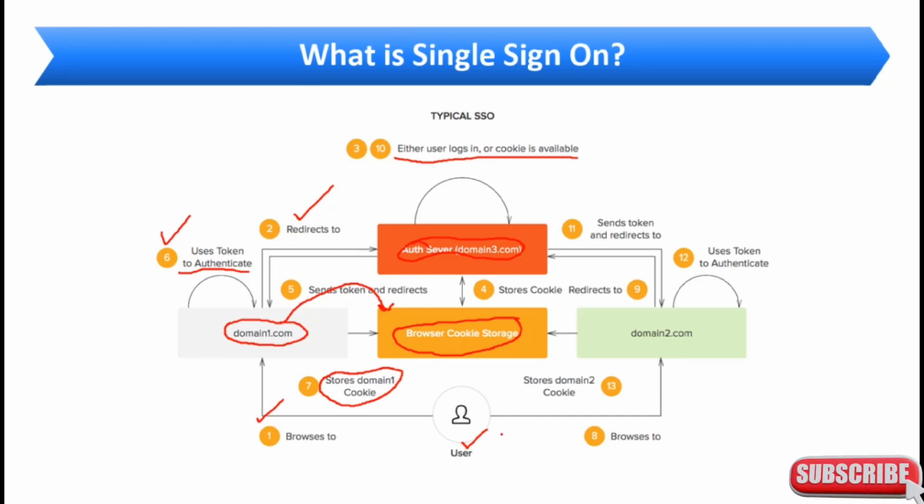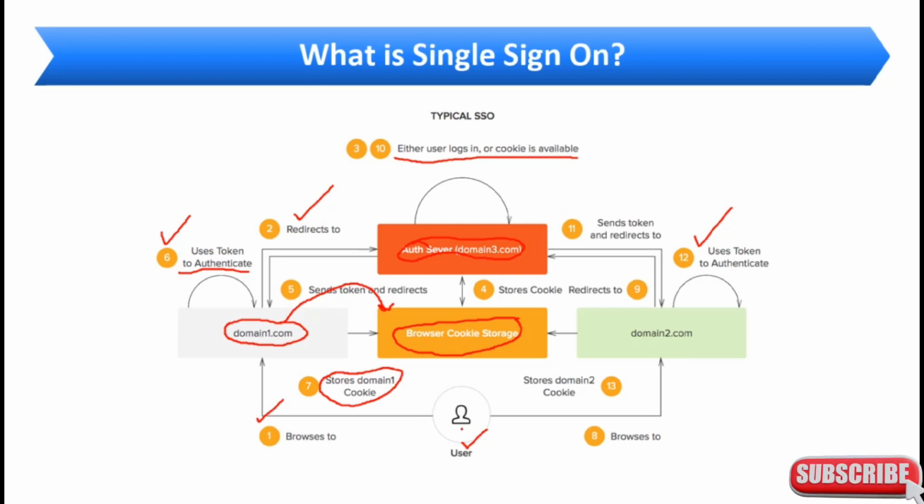Now let's say the user browses to domain 2, then domain 2 redirects to the authentication server, and the same process happens. So the first step here is the user browses to this domain. Now this domain tries to access the user login, which redirects the user to the authentication server. The authentication server checks that, okay, vSecure is trying to log in, no problem.